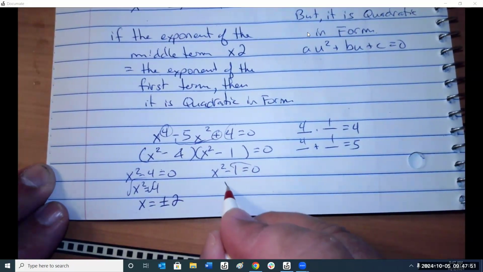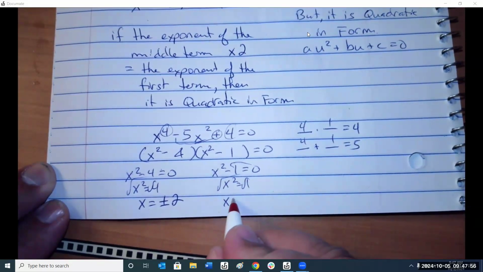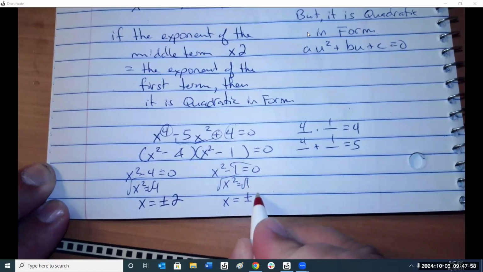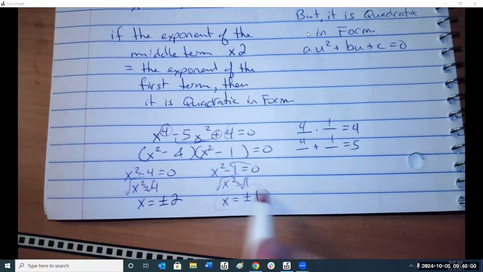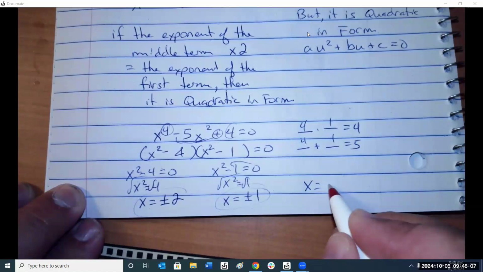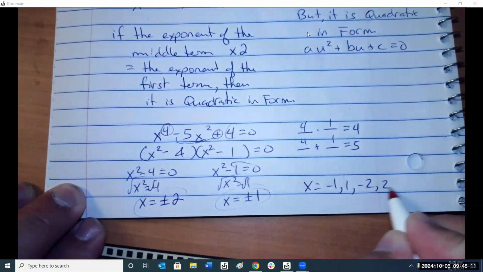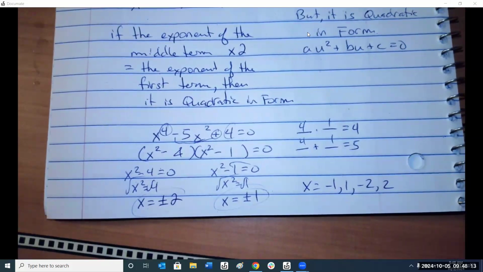Move the 1 over there. So x squared equals 1. Square root both sides. So x equals plus or minus square root of 1, which is 1. Those are my 4 solutions. So x equals negative 1 and 1, negative 2 and 2. Those are our 4 solutions.